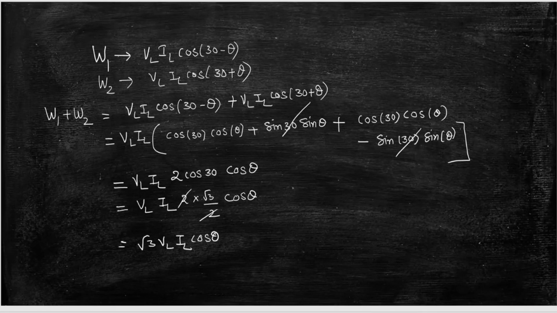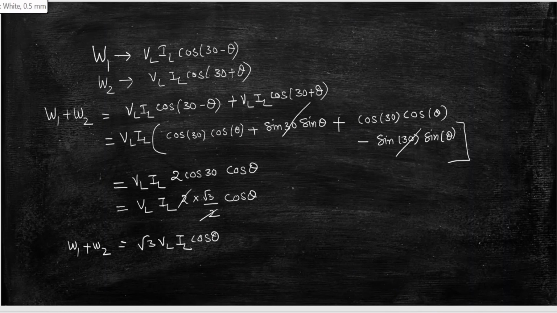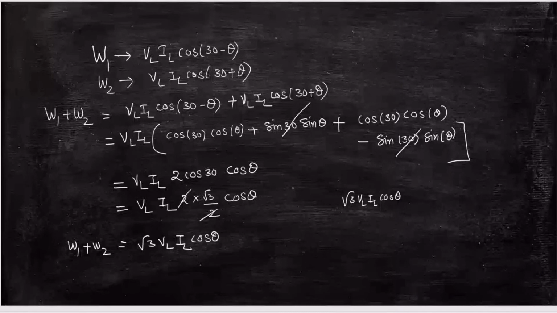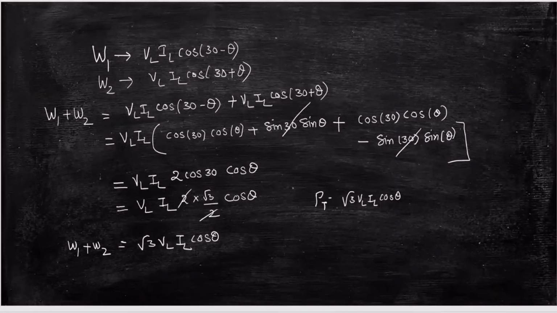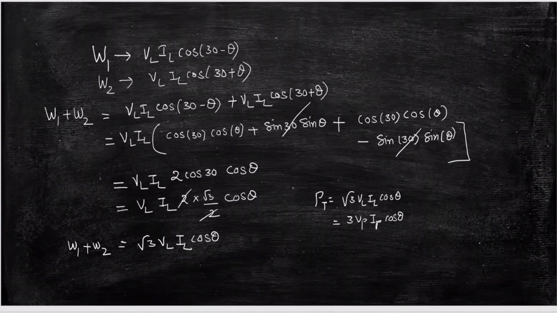That means the power which you are measuring with 2 wattmeters is nothing but the total 3-phase power. What is the formula for 3-phase power? Root 3 VL IL cos theta. This is the total power formula. Or 3 times V phase I phase cos theta. Any formula you can use. If you know line current and line voltage, you will use this formula. If you know the phase current and phase voltage, you are going to use this formula.